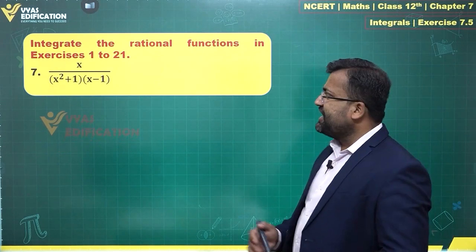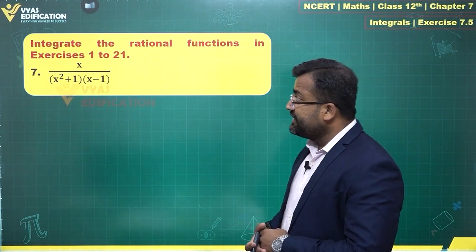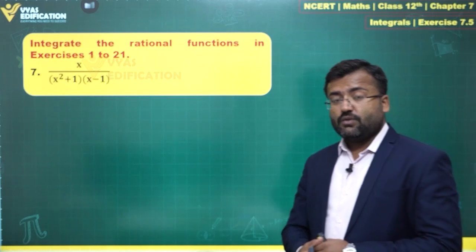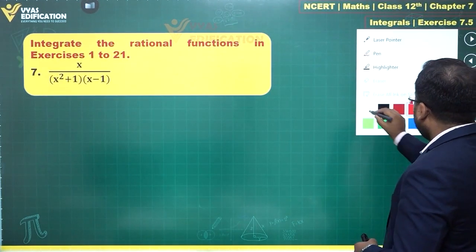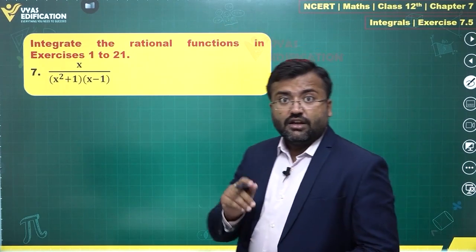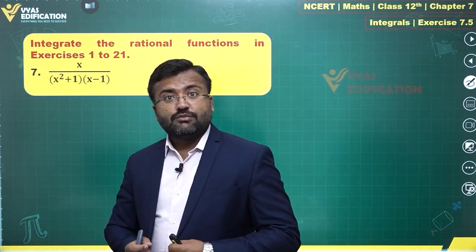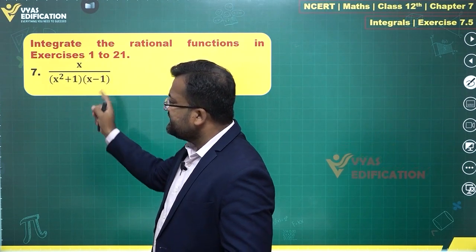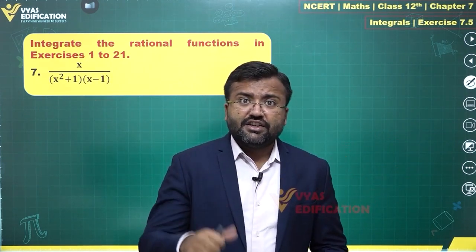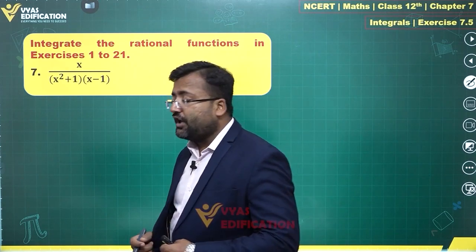Question number 7 says integrate x upon (x square plus 1)(x minus 1). So you have a quadratic factor in the denominator, and you also have a linear factor in the denominator. The first and foremost important thing that we were supposed to note is whether it is a proper rational function, whether the degree of numerator is less than the degree of denominator. Yes, the degree of numerator is less than the degree of denominator.